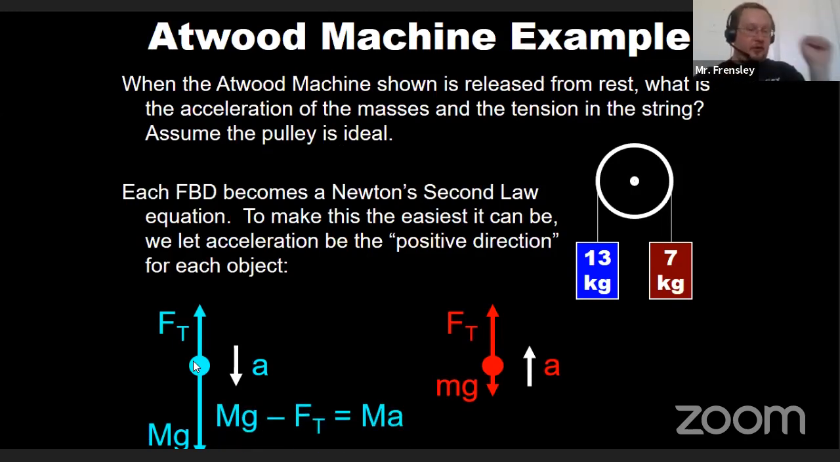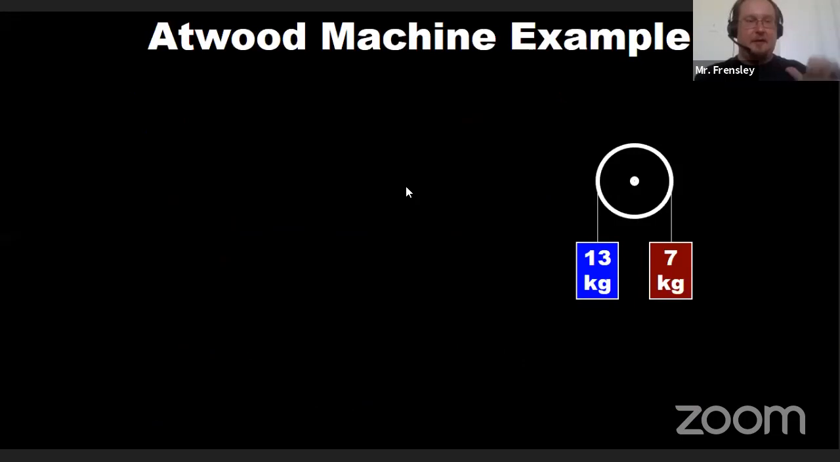So for the 13, we've got the mg helps the acceleration. The force tension is against the acceleration, equals ma. For the little one, we have force tension helping acceleration. Its weight is opposing, so minus its weight equals ma. Notice I'm using capital M for 13 and lowercase m for 7. On the AP exam, when you type, please try to use the correct upper or lowercase for whatever letter you're talking about. Please do not turn on caps lock, okay? Get your shift ability in gear.